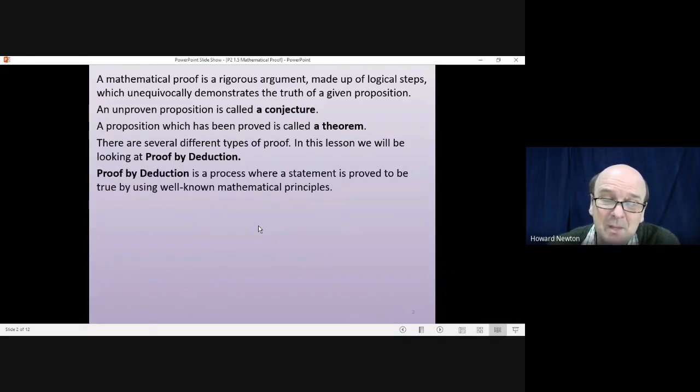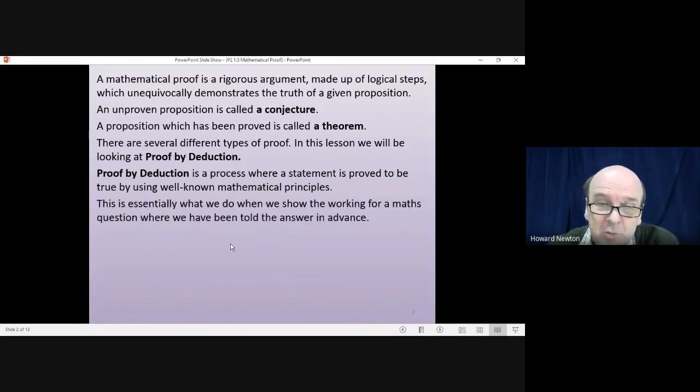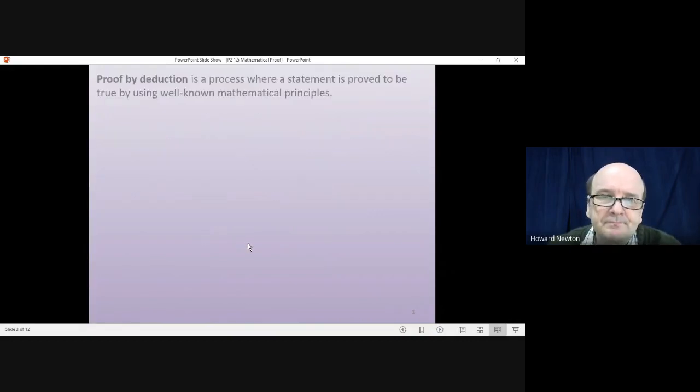Now, what is it? Well, it's a process where a statement is proved to be true by using well-known mathematical principles. You will have used proof by deduction many times, answering all sorts of questions without knowing that that's what it's called. It's essentially what we do when we show the working for a maths question, where we've been told the answer to the question in advance. So we know what the answer is, but we've just got to show how we get there in a neat, logical way. Let's have a look at an example.